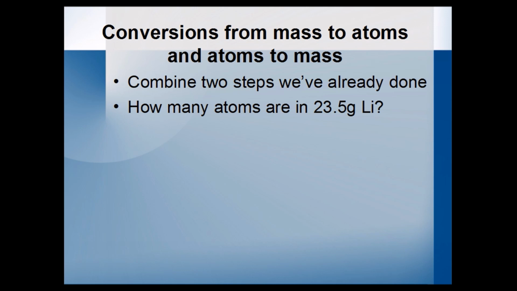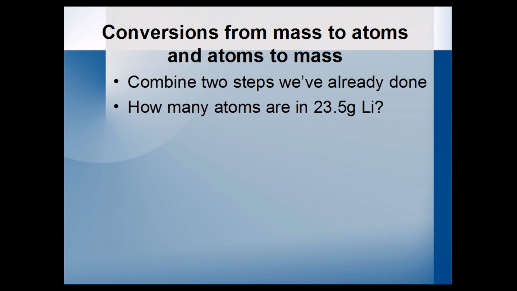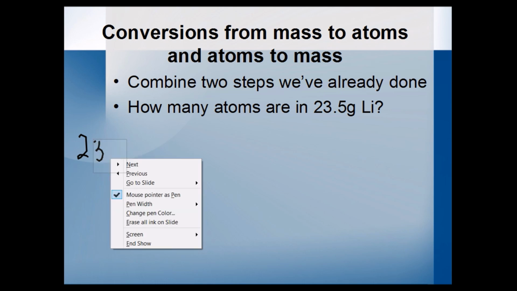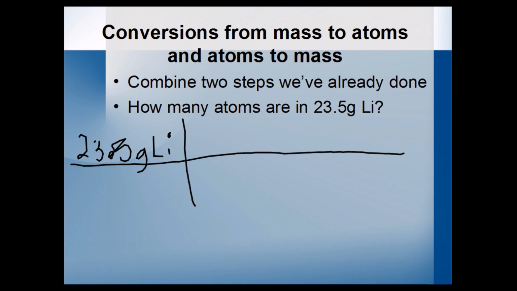So how many atoms are there in 23.5 grams of lithium? Basically, you're going to start exactly where we would start in the previous problems. We would write down what we know. So we know we have 23.5 grams of lithium. And from this point forward, it's going to be important to put that lithium on there. In the past, it didn't really matter. From this point forward, you're going to want to write what it is. Okay, grams of lithium.